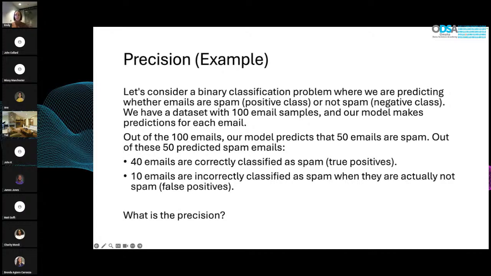Out of those 50, 40 of the emails are correctly classified as spam, and 10 emails are incorrectly classified as spam when they're not actually spam. What is the precision? I'll give you guys a minute. 80%.